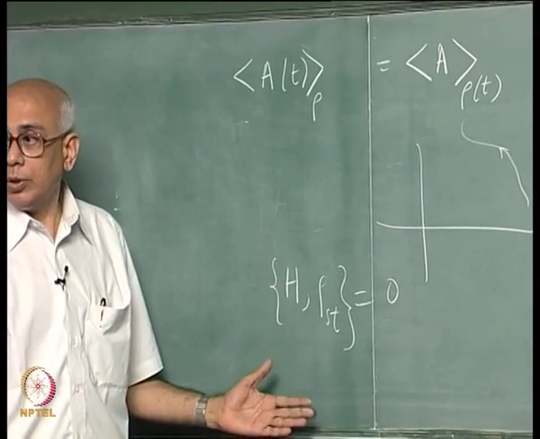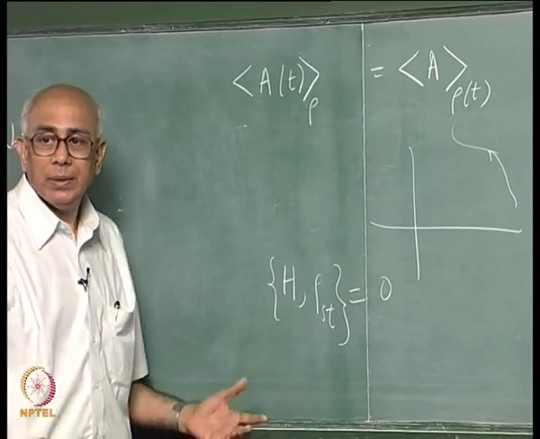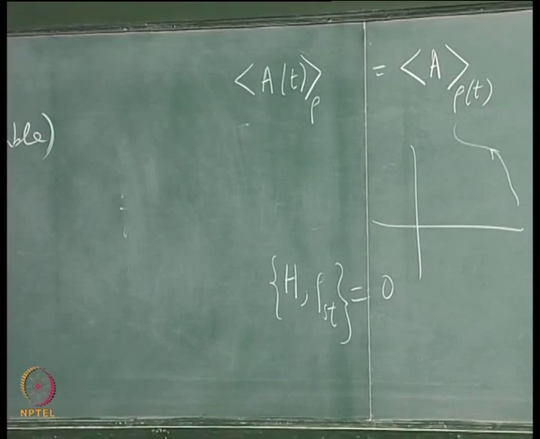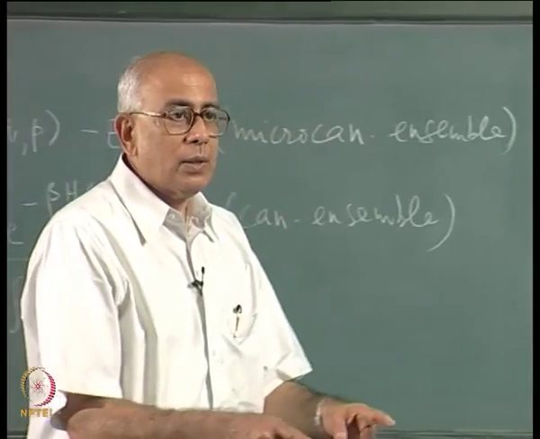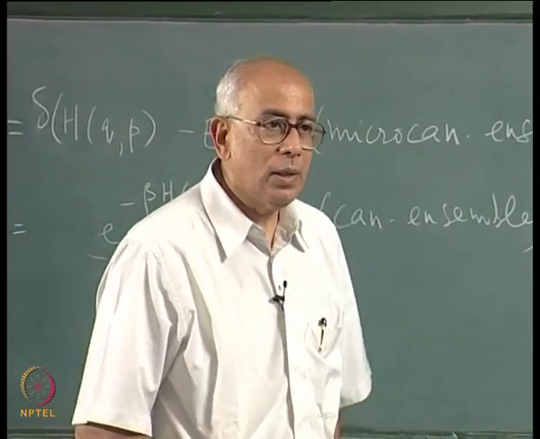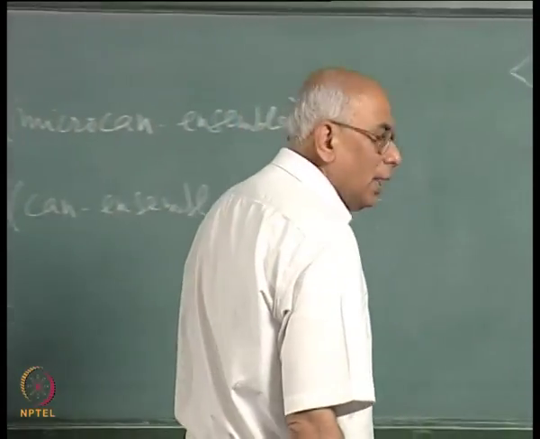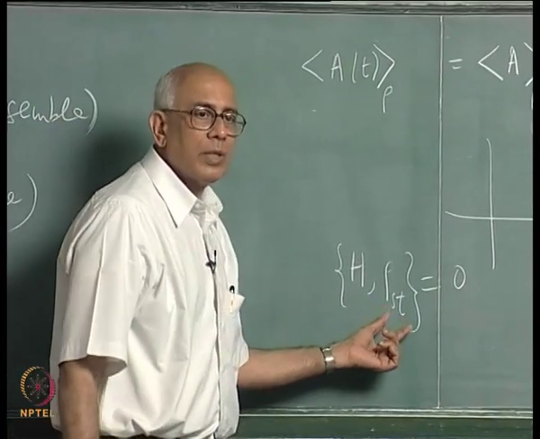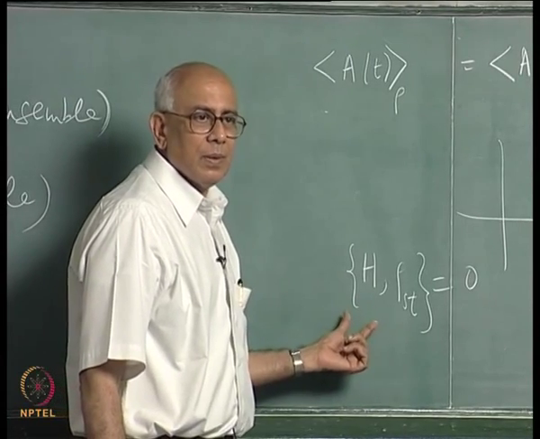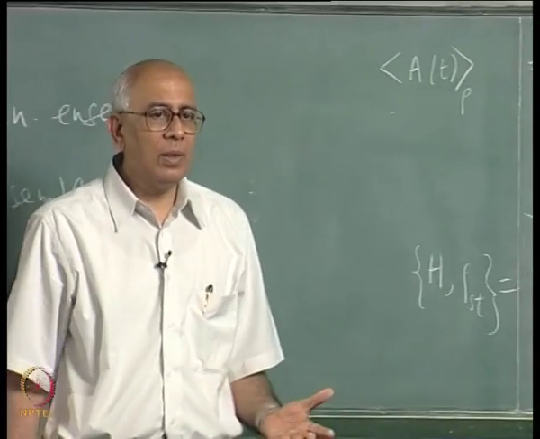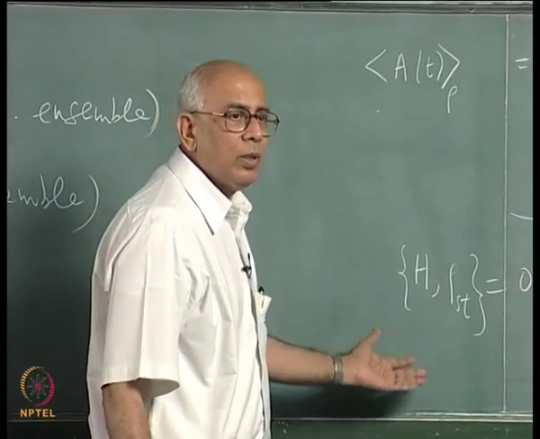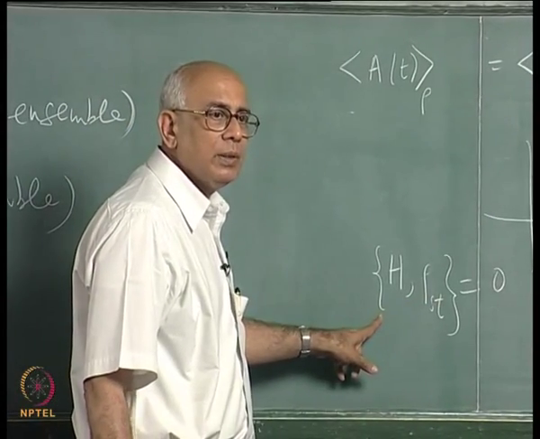It is a constant of the motion, but it is not a physical observable. So what condition does this put on rho? If I say that the Poisson bracket of rho stationary with h must be identically 0, in general it implies that this rho stationary should be some function of h. That is the most general thing you can think of.